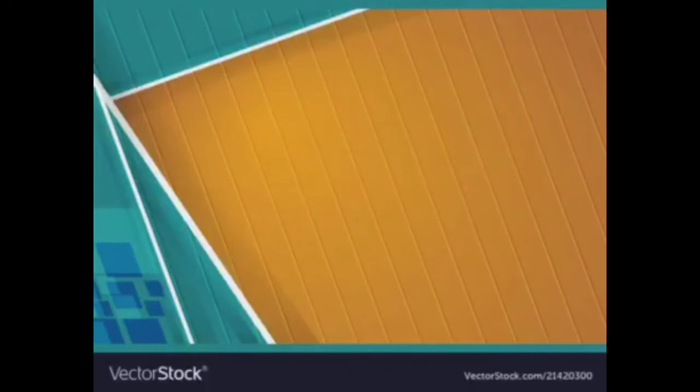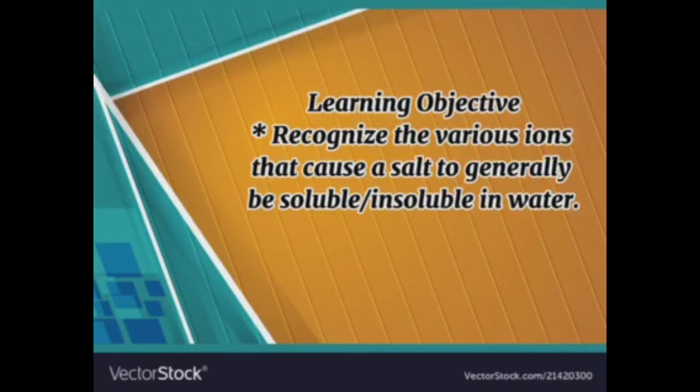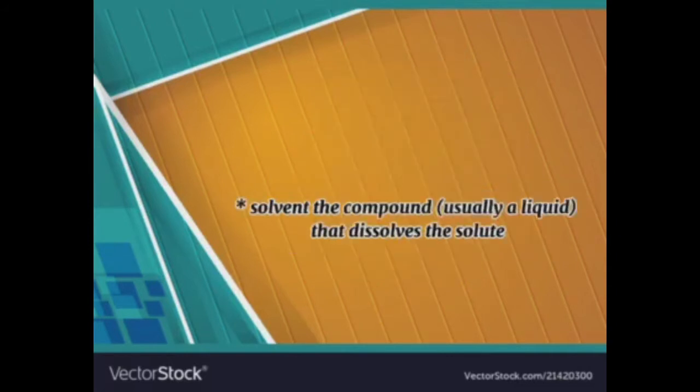This is the topic of solubility. Learning objectives: recognize the various ions that cause a salt to generally be dissolved in water. Key point: solubility is the relative ability of a solute to dissolve into a solvent. Several factors affect the solubility of a given solute in a given solvent. Temperature often plays the largest role, while pressure can have a significant effect for gases.